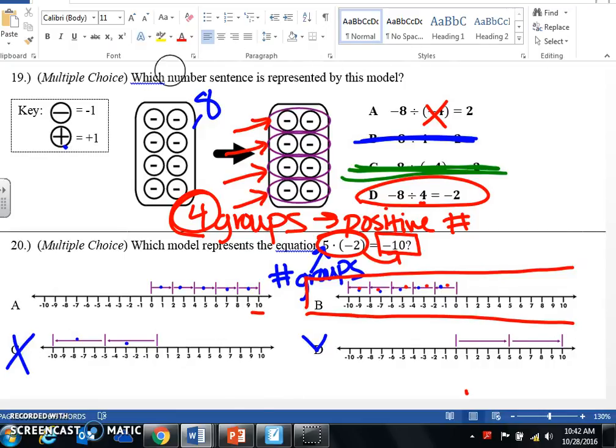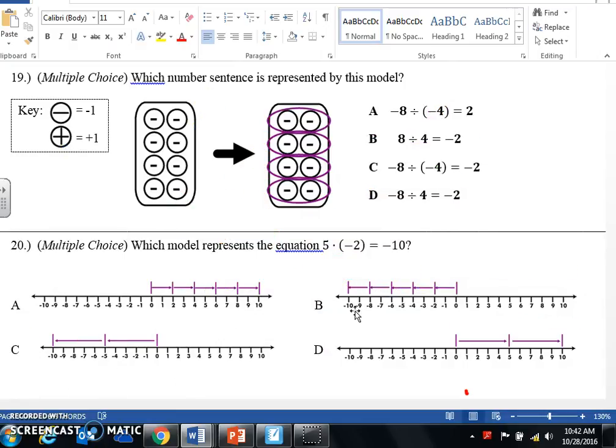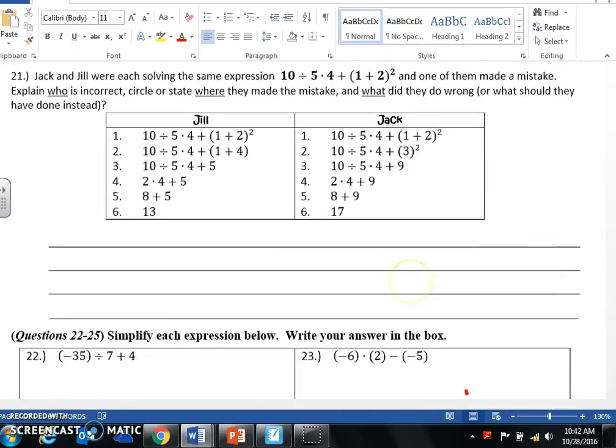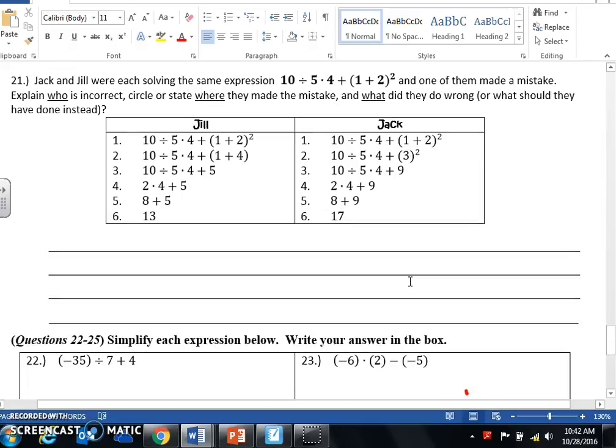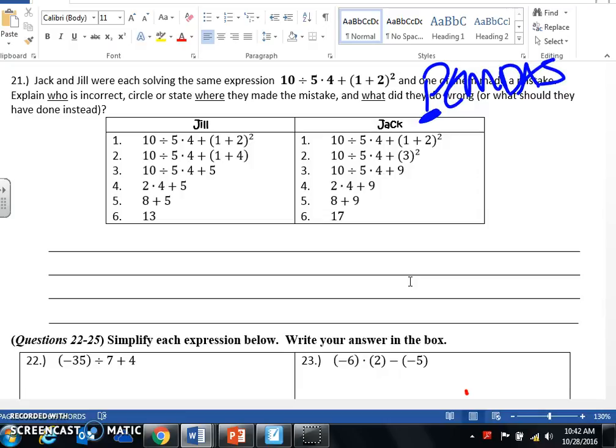All right, at this point, you should not be using your calculator anymore because you won't be able to use it on your test. So here is a problem, and what we have to do is you ultimately just have to remember PEMDAS. So we should do what's in parentheses first. If I start with Jill, 1 plus 2 is 3, but Jill, I don't know what she did. She did some exponent stuff, so I'm not feeling good with Jill. Over here, Jack said 1 plus 2 is 3. Immediately, I know Jack is correct. I don't even have to keep on going.